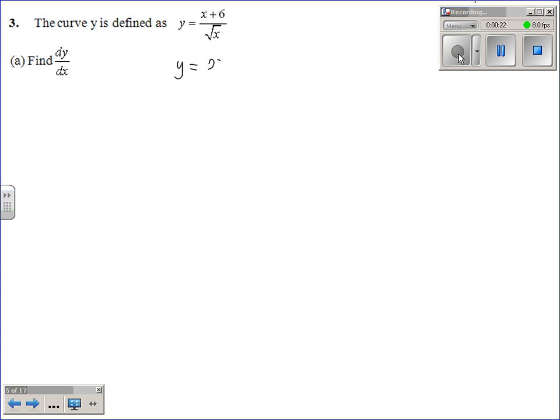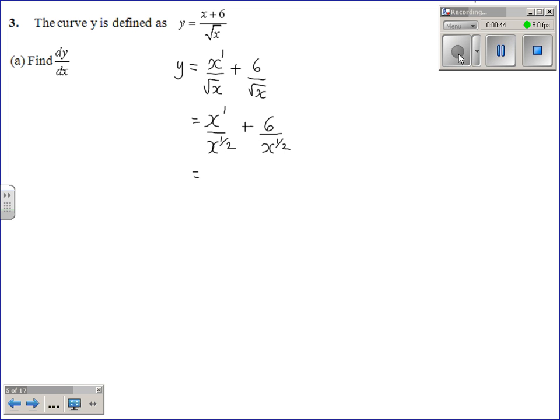So we're going to separate it. So we've got x over root x plus 6 over root x, exactly the same thing. And then we're going to simplify each part. So on the first part of this, we've got x to the power 1, write it down here, over x to the power of a half. And on the second, this is x to the power of a half.